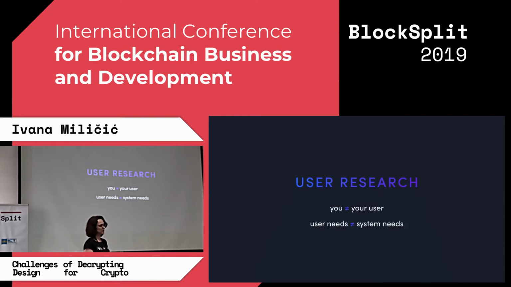And also, user needs are probably not the same as system needs. Currently, technology is making us do a lot of things that are not suitable from the user perspective. And we need to separate what currently needs to be done this way because technology is demanding that from us, and on the other side, what our users really need to do and accomplish and what they want to have.